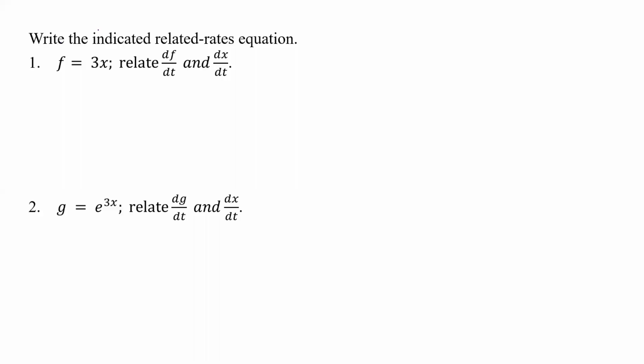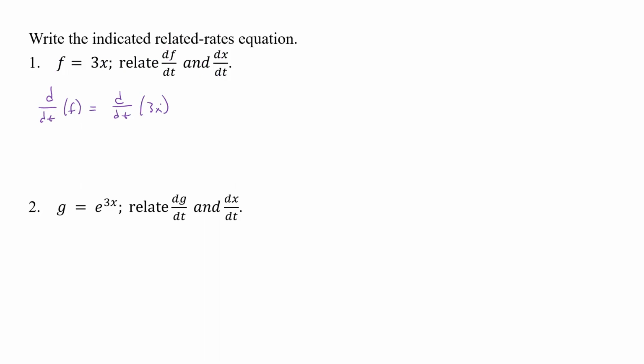All right, so here we're supposed to write the indicated related rates equation. The first equation is f equals 3x. We want to relate df dt and dx dt. Well, that means we're going to take the derivative with respect to t of f, and that's going to be the derivative with respect to t of 3x.